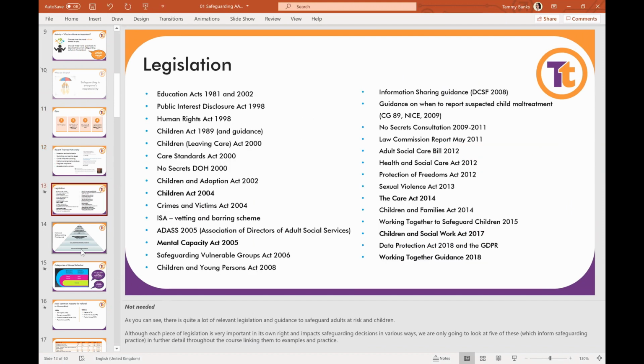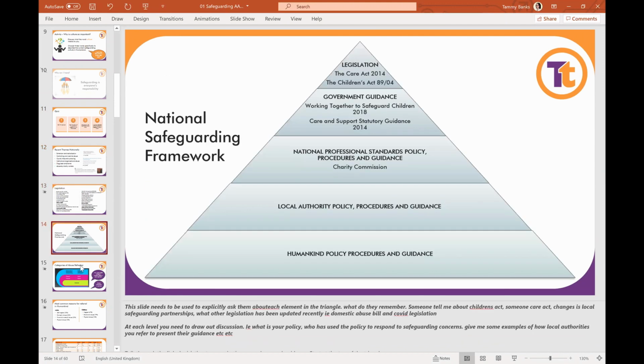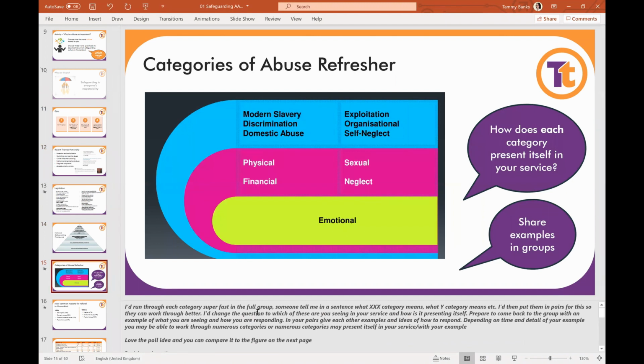I think this slide isn't needed. I think this slide's needed, but not here. And I think this slide is needed, but changed. So I've put here, for this one, categories of abuse, a refresher, I'd run through each category super fast in the full group. So someone tell me in a sentence what XXX category means, what Y category means, just a definition. I'd then put them in pairs so that they can work through this better. I'd change the question to which of these are you seeing in your service and how is it presenting itself?